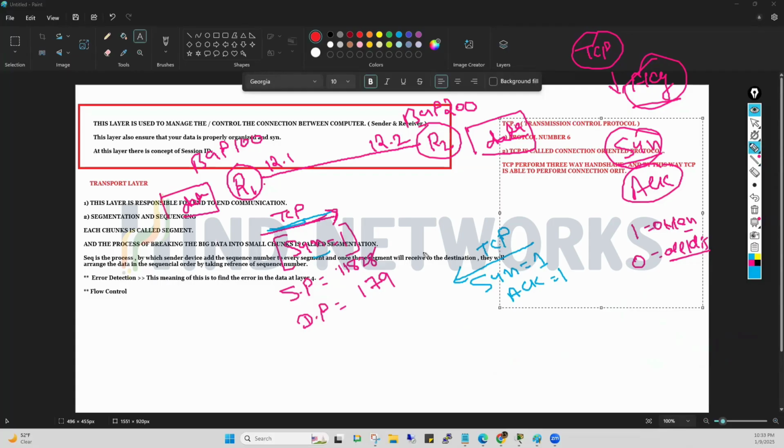So what happened? The meaning of this one is hello. By the help of this acknowledgement bit, R2 is just giving the acknowledgement of this SYN. And by the help of this SYN, R2 is trying to send its own hello. Its own hello. Clear, guys?